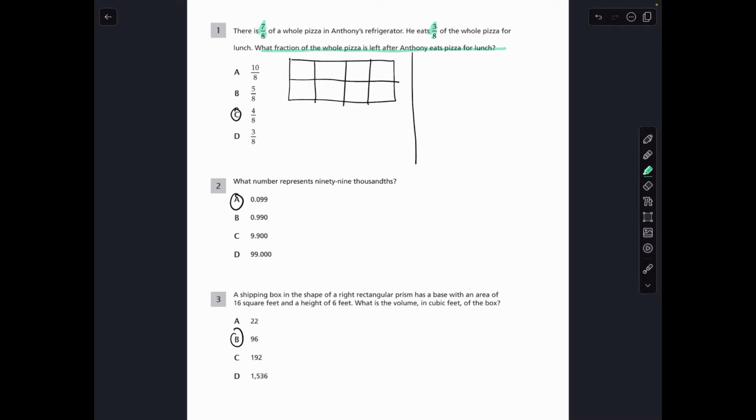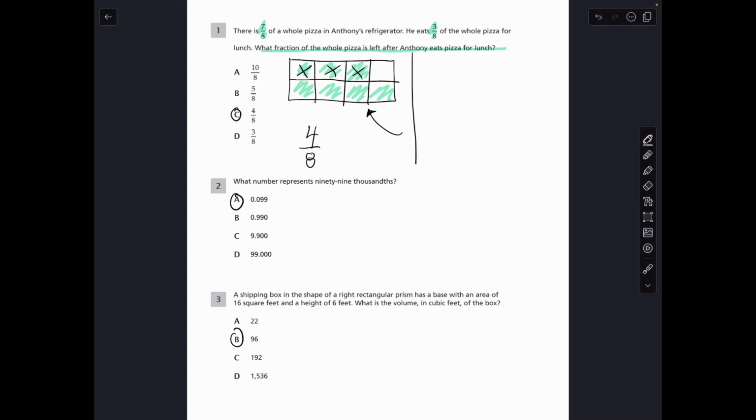So I'm just going to, here's what he had. And then he ate 3 of them. So he ate 3. And so how much was left? And this is a real easy model to show that he had 4/8 of the pizza left. So that's one way if you want to get really, really concrete.